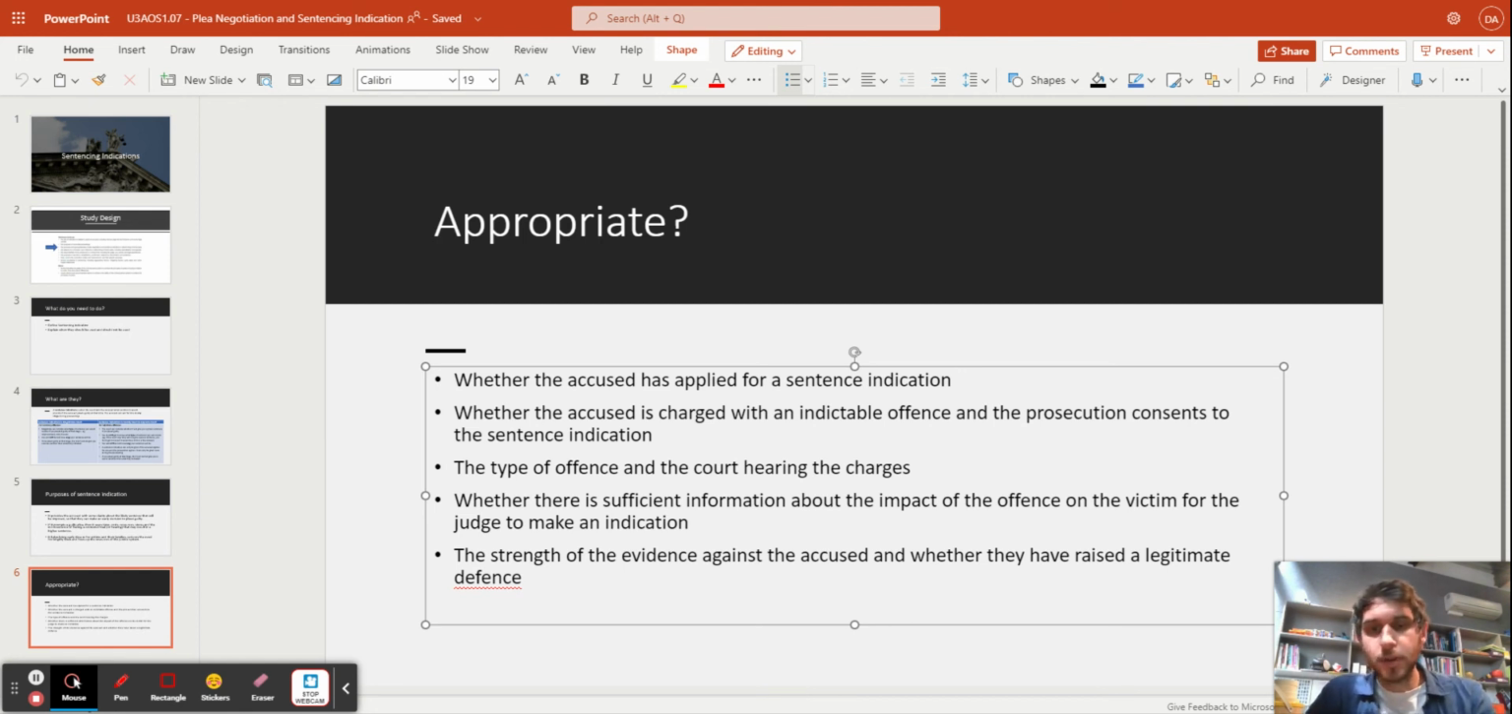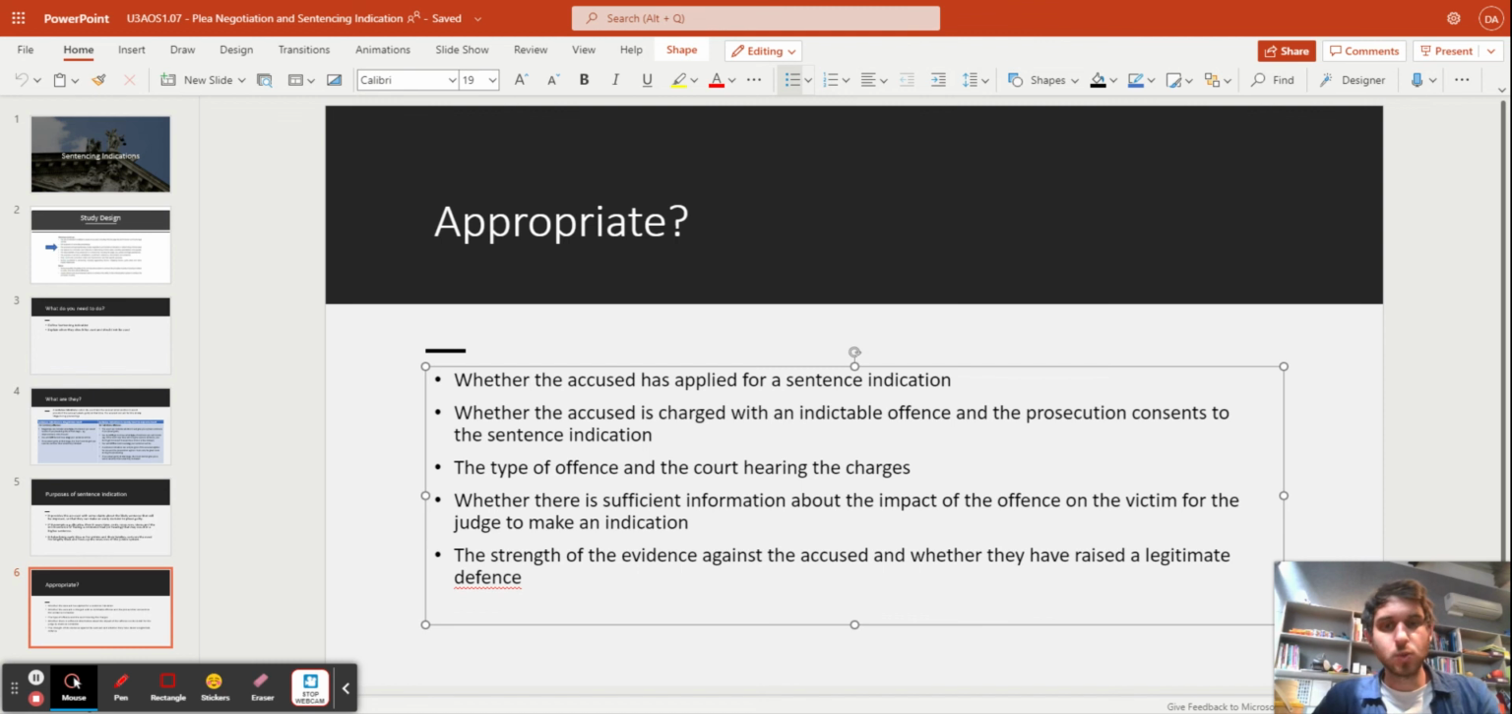Other reasons include the fact that the judge or magistrate might feel like they don't have enough information about the crime, about what's happened, about the impact on the victim, to be able to properly give you a good answer about what will happen to you if you plead guilty. We might have really weak evidence against the accused person, and they might have a really legitimate defense. And in that case, it would probably be inappropriate to ask for a sentence indication, perhaps because we don't want to try and pressure innocent people to plead guilty. And that's what a sentence indication can do.